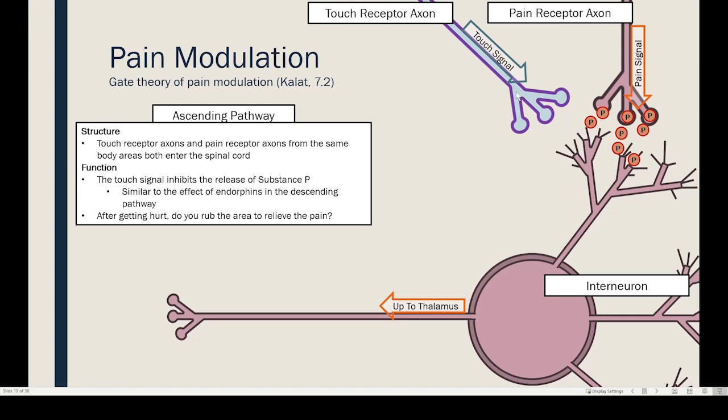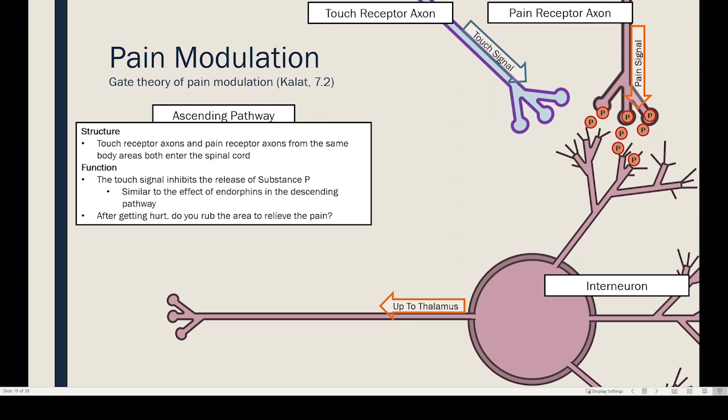Basically, the touch signal will be sent out here, and this touch receptor axon will actually synapse onto the pain receptor axon. And just like the descending pathway, it'll inhibit this pain receptor axon's ability to send that pain signal to the interneuron. So this is, again, where it's closing the gate, stopping that pain receptor from sending out the substance P or the glutamate.